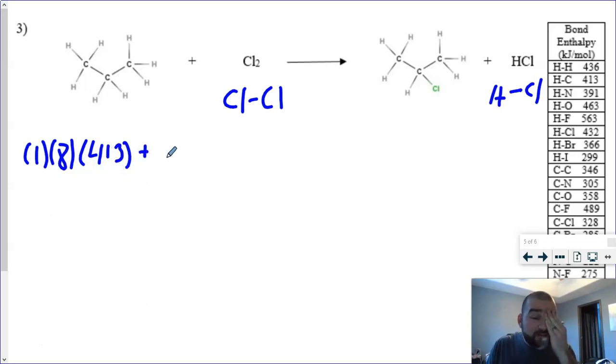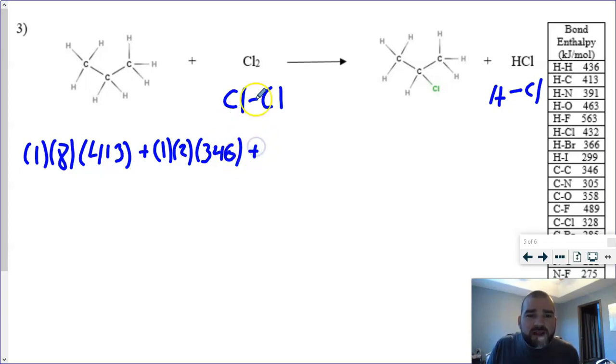Plus, I have two CC bonds. Coefficient is still 1, multiplied by 2, multiplied by CC, which is single bond 346. That looks like a G. There we go. Maybe a little better.